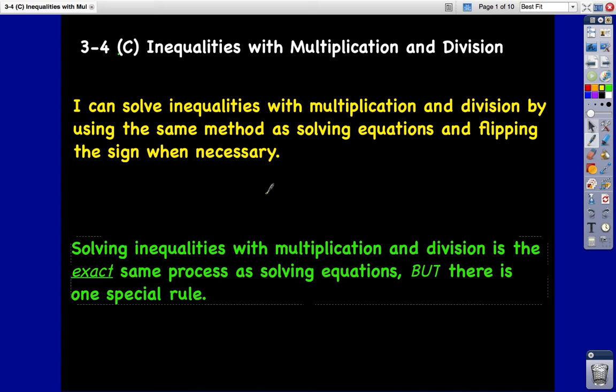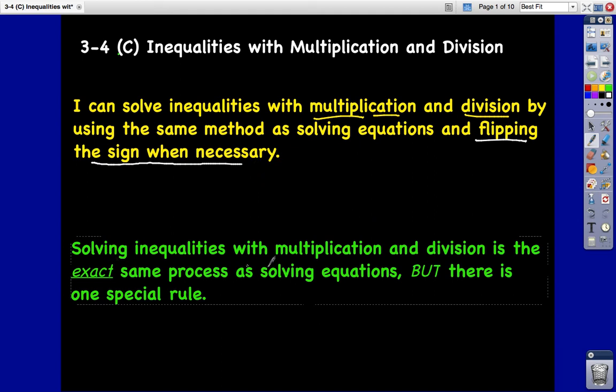So, anyways, inequalities with multiplication and division, and this is the last video for our whole lesson on inequalities. So, awesome, we're coming to the end here. A long I can statement, but take the time to get it down. I can solve inequalities with multiplication and division. That's the new thing, okay? Using the same method of solving equations and flipping the sign when necessary. This flipping the sign when necessary is really the only new thing that you kind of have to learn.